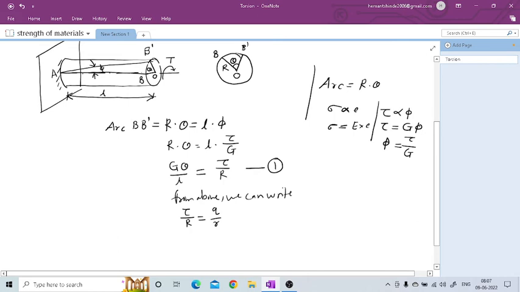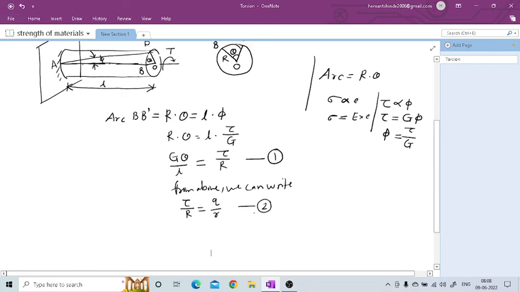Okay, and at that point the shear stress produced or present, I will call this shear stress as q. So in any intermediate point the shear stress will be q. So from this expression we can write, I will mark this one as equation number 2. This is the proportionality between shear stress and radius.